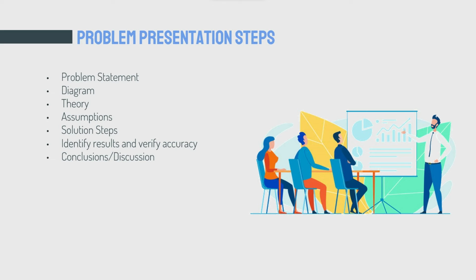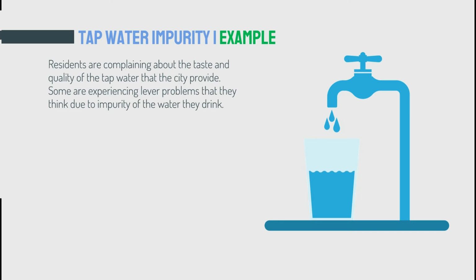Everything has been specified under a certain headline. Maybe you have a table of contents. If it's a PDF, if you click on a certain item, it's going to take you to it. All those things are a good way of documenting the problem and solution. So we have an example here: tap water impurity.